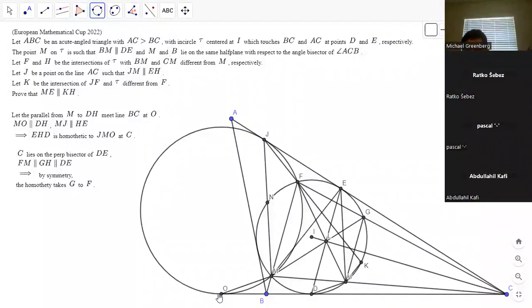Okay, so we would then just look at angle MFK. So angle MFK, that is equal to MJC, right? Angle MFK is MJC. Yes. And by this parallel thing, we have that MJC is HEC. MJC is what? HEC. HEC.